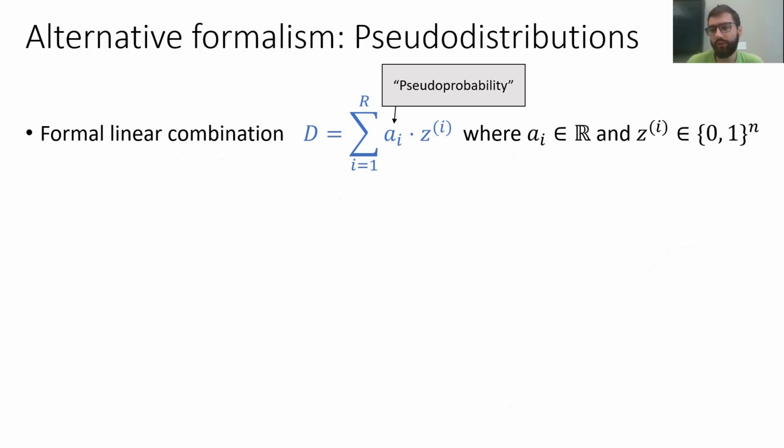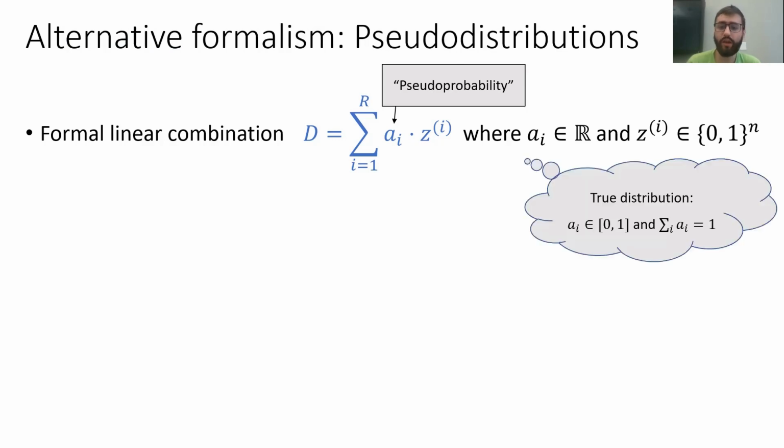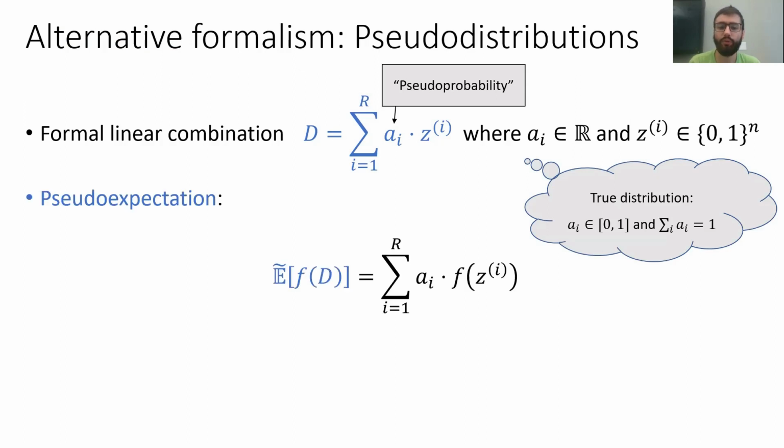This is a generalization of the standard concept of a probability distribution, which would further require that the a_i's are between 0 and 1 and that they add up to 1. We can also generalize other concepts from probability theory. For example, we define the pseudo expectation of a function under some pseudo distribution by taking the corresponding linear combination of the outputs of that function.